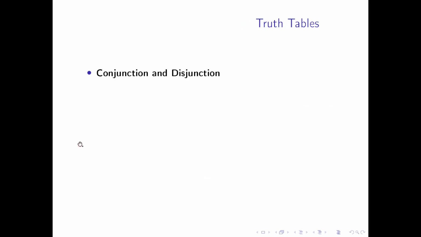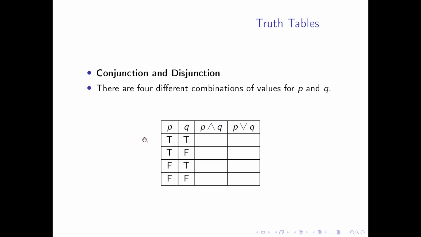Now, we can also use truth tables to understand these. Because there are 4 values of P and Q, if P is true, then Q can be true or false. So notice this right here gives us the 4 options that we can have: true and true, true and false, false and true, and false and false. So the question is, which of these are true and which of these are false?